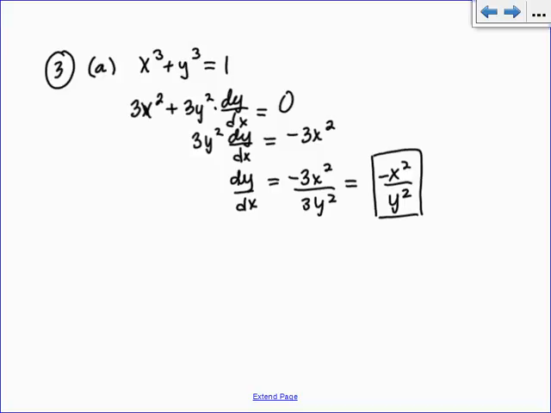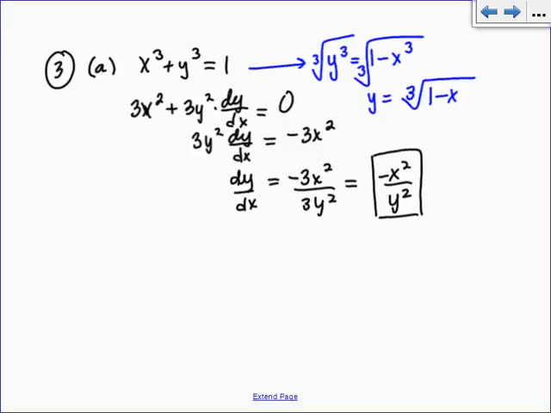If you go back to your original and try to solve for y, this one you can actually solve for. Y cubed is going to be 1 minus x cubed. When I take the cube root of both sides, I get y equals the cube root of 1 minus x cubed. So replacing the y, you might also have the answer negative x squared over 1 minus x cubed to the 1/3, because it's under a cube root, but then it's squared, so to the 2/3. You might see that on the multiple choice as well.